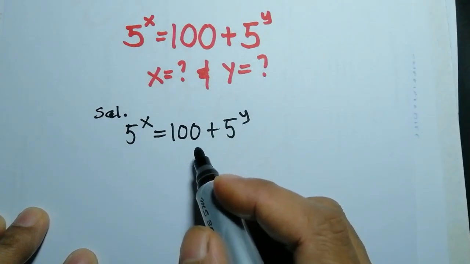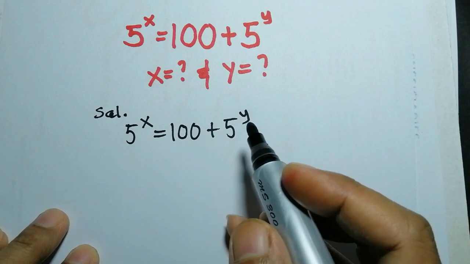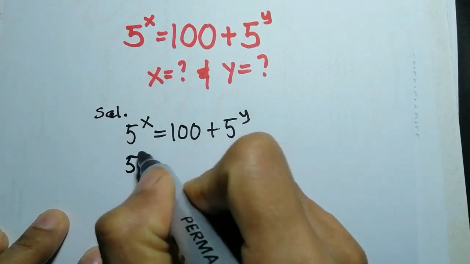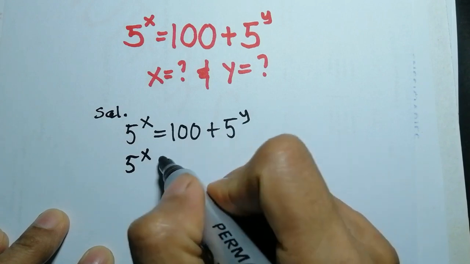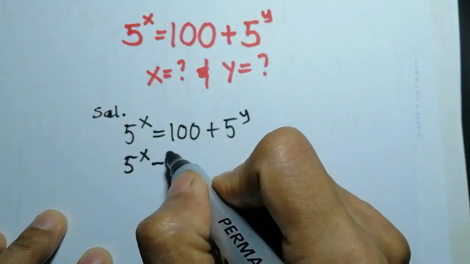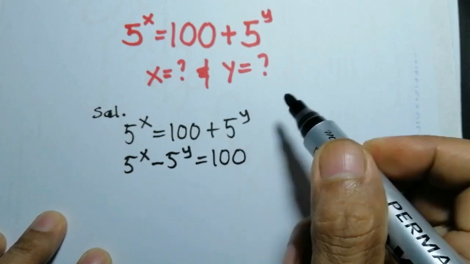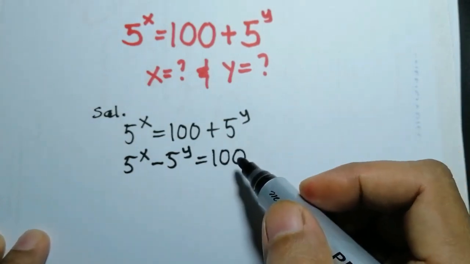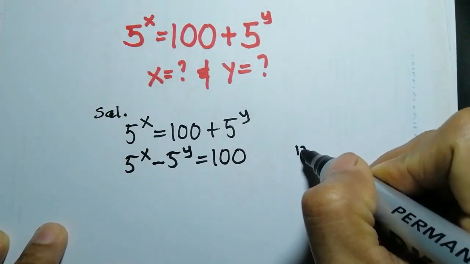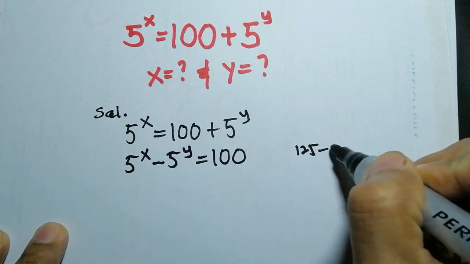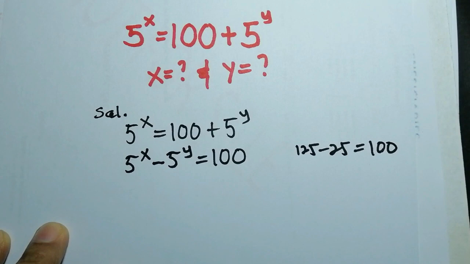Now in this case, we are going to move the 5 to the power of y to the left side. So we write this as 5 to the power of x. If we take this to the left side, it becomes negative 5 to the power of y, is equal to 100. Okay, now 100 is the same as 125 minus 25, which is equal to 100.